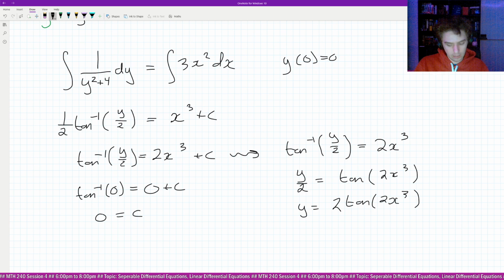So first, let me just go over linear. We're on 4.5 now, which is linear differential equations. All it is is a differential equation that can be written in this form: the derivative plus some function of x times y equals some function of x. Notably, the coefficient on that y has to be 1. If it's not, you just divide it out.